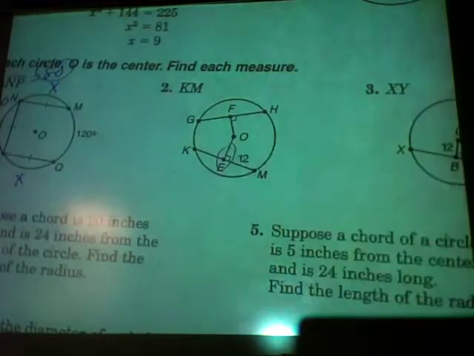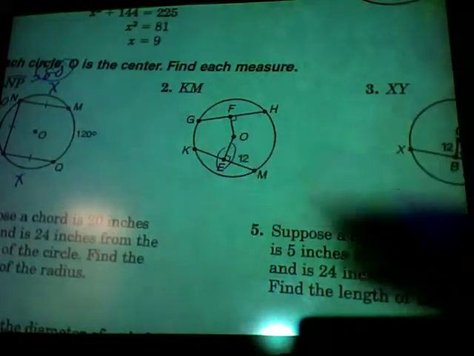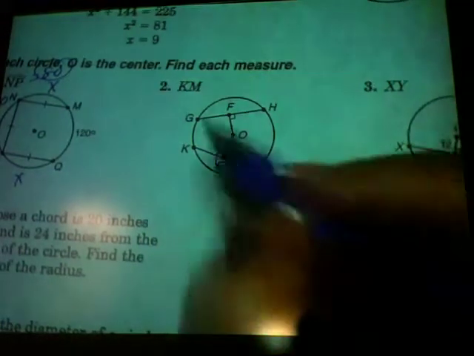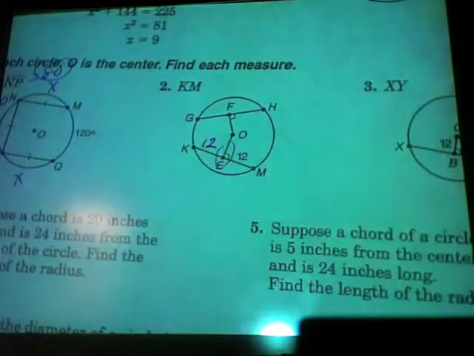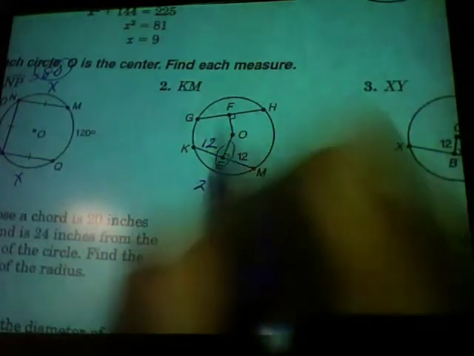This is important. Why? The diameter is perpendicular to a chord, and this is part of a diameter. What happens to the chord? It gets bisected. So if this is 12, isn't this 12? And so what's the whole distance from K to M? 24.